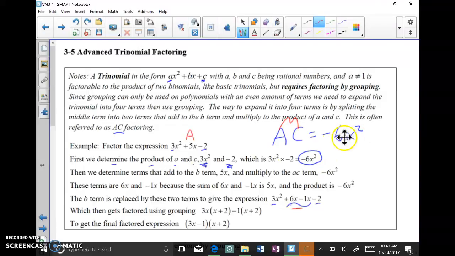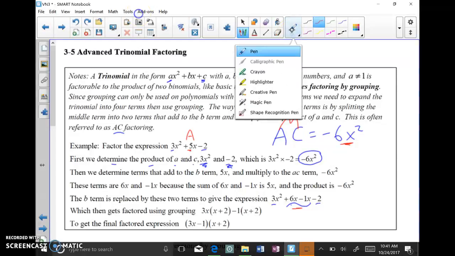And we use that as a reference because we look for terms, and those terms ended up being negative 1x and positive 5x. That these terms multiply to AC, negative 1x times... I circled the wrong thing. 6x and negative 1x. These terms multiply to negative 6x squared, but they add to 5x. And that's what these are saying right here on this line.